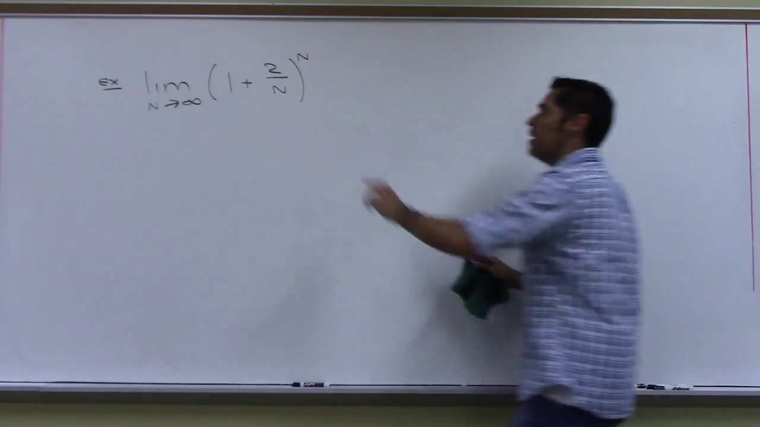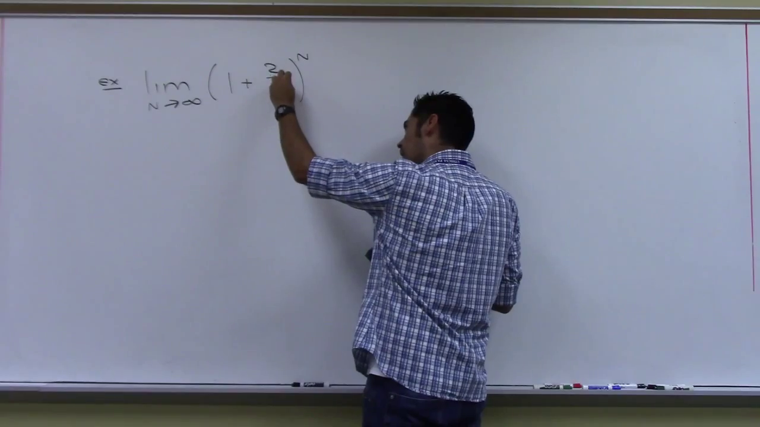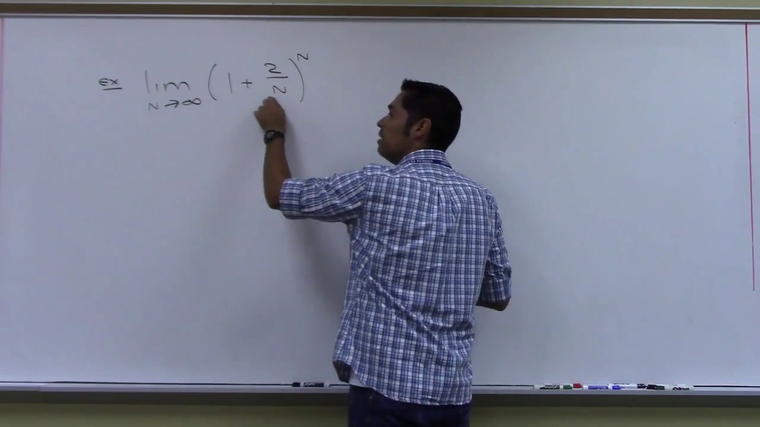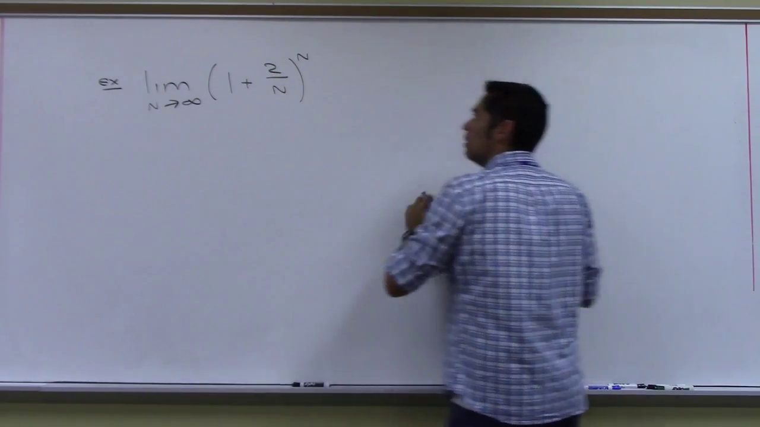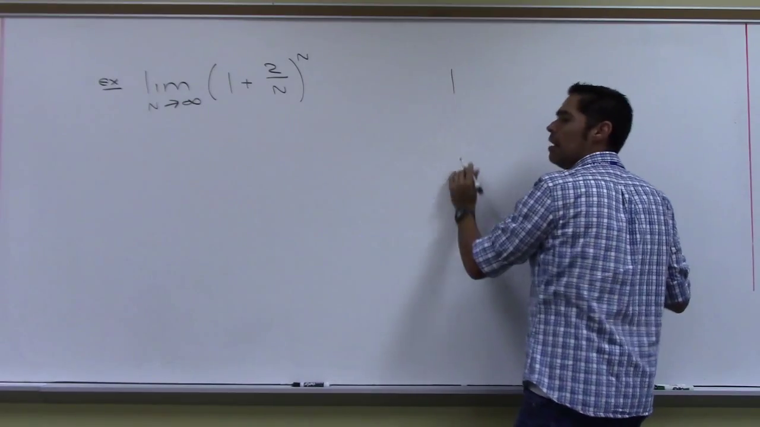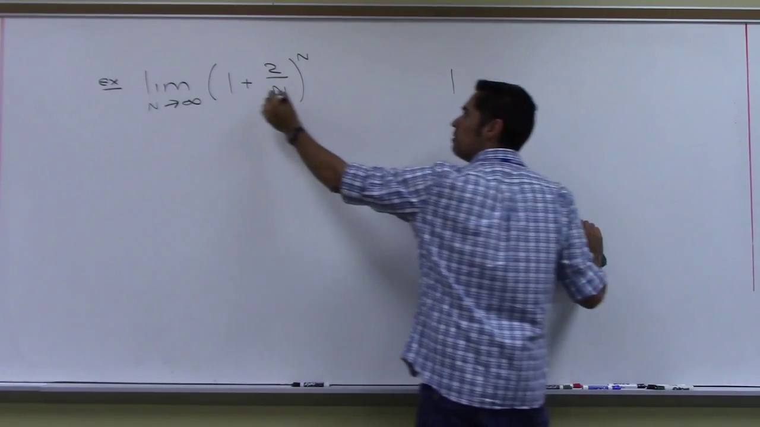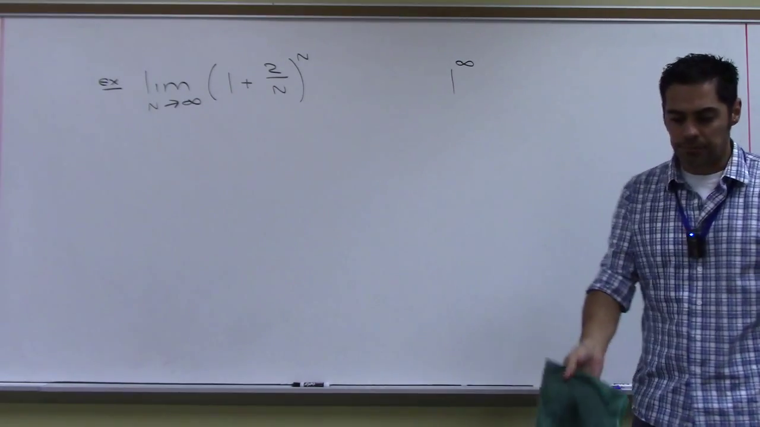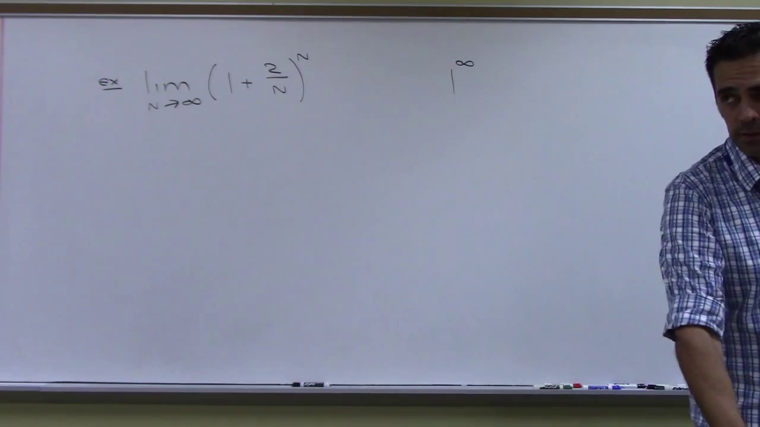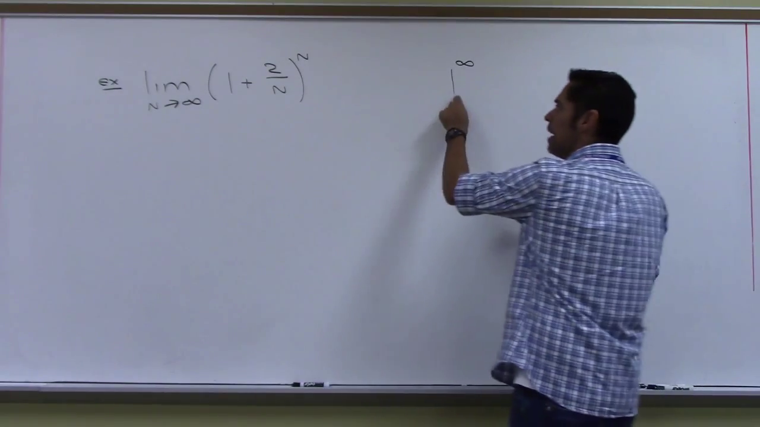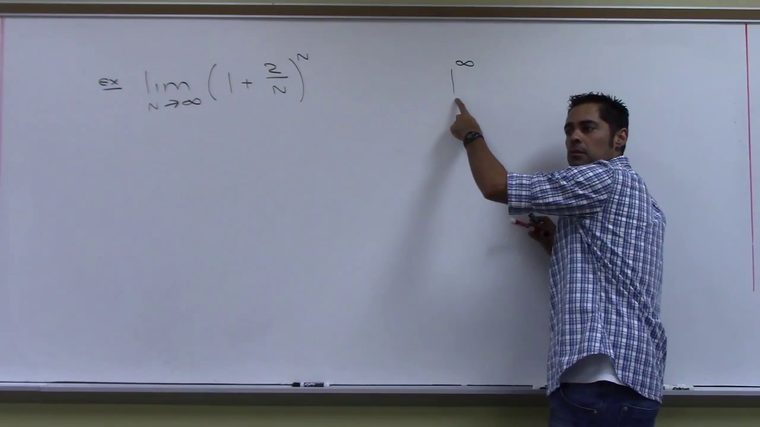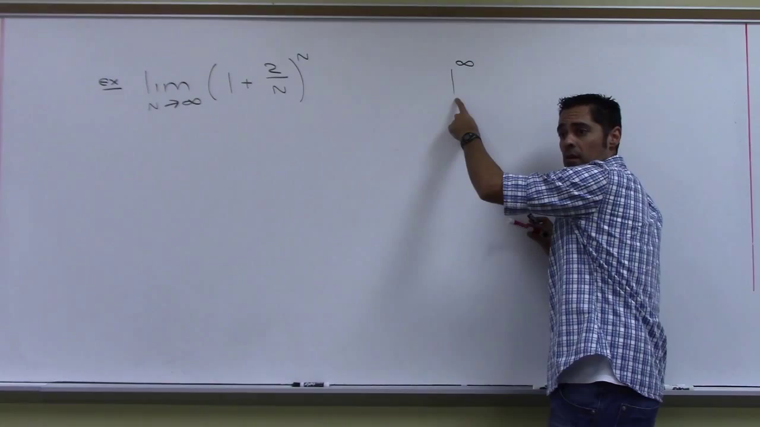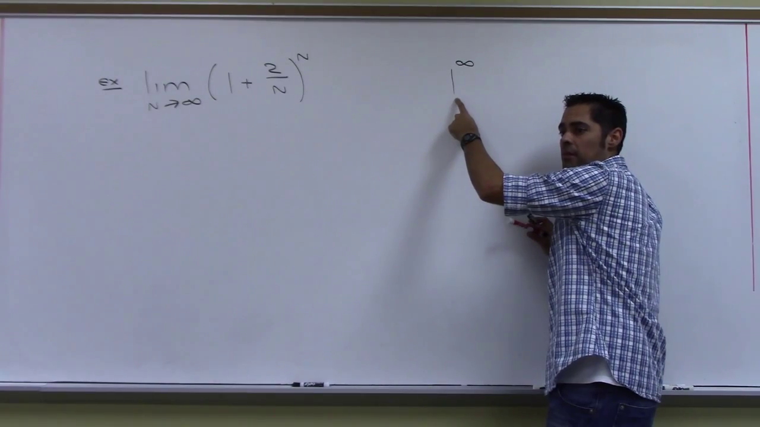So 2 over infinity, that's going to go to 0, right? And then plus 1 is going to be what? Just 1, right? Raised to the what? Big number, right? Now, you have to be extremely careful. Because are we saying that this base is 1? It's getting close to 1, right? Is it ever actually getting there, though?